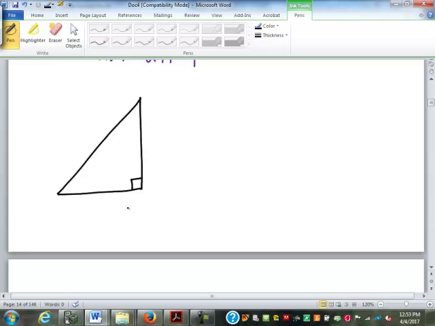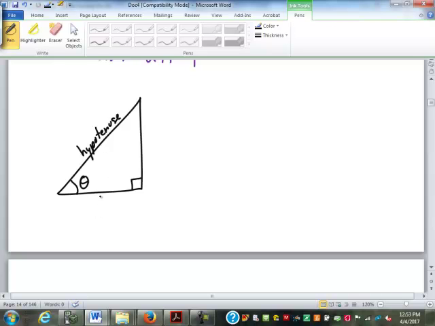Well, here's a right triangle. And let's say we were looking at this angle here. I'm going to call that angle theta. A right triangle has 3 parts. It has 2 legs and a hypotenuse. Well, the hypotenuse is the side that is across from the right angle. It does not touch the right angle. Always the longest side of the right triangle. The legs, of course, are the other 2 sides.